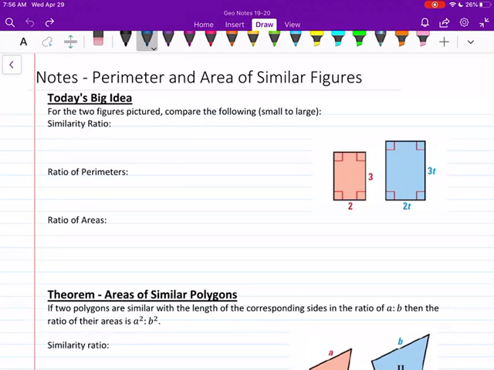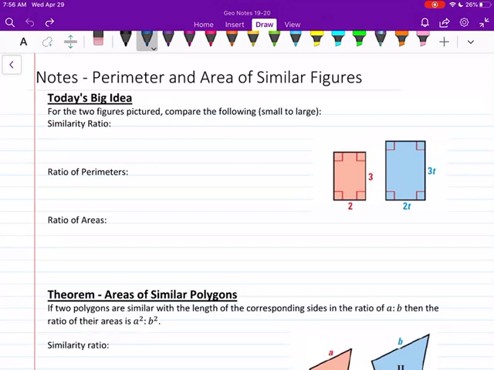Okay, so today's notes, we are talking about perimeter and area of similar figures. We're going to look at these two rectangles I have here for the big idea for today. We have a little red rectangle and a larger blue rectangle. It says for the two figures pictured, compare the following: the similarity ratio, the ratio of the perimeters, and the ratio of the areas. All right, so let's take a look at this.